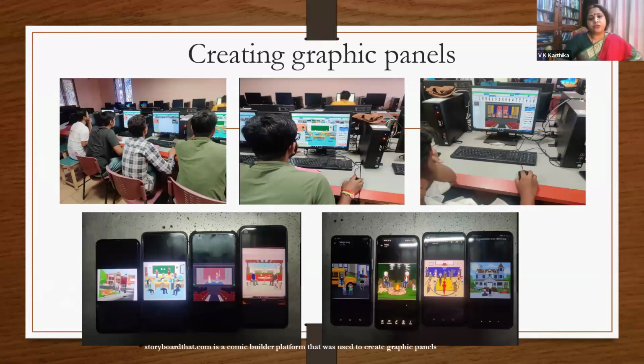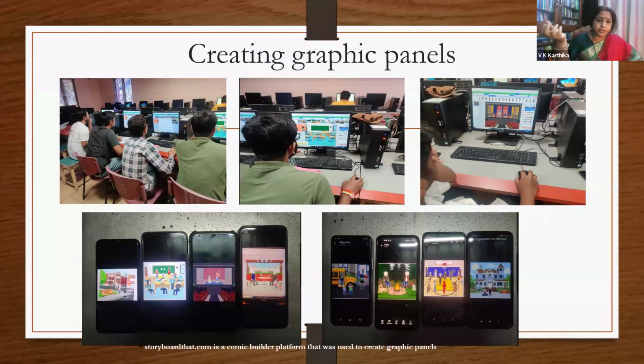This is something that my student did. She collected data from 6 students who worked on storyboard. That was one platform that she asked the students to use. They created graphic panels, and they just placed them in different positions, and it was a storytelling session. Whichever way the panels were placed, they were asked to make stories based on that.